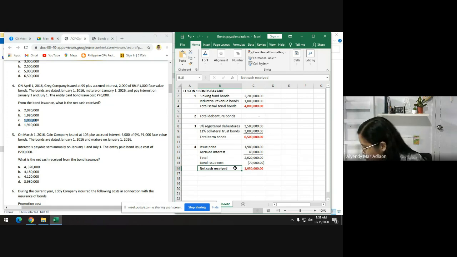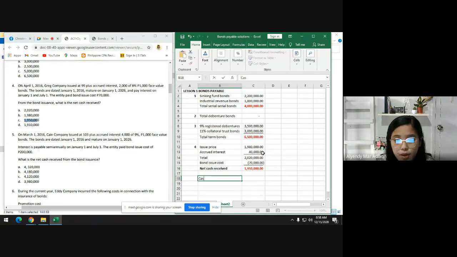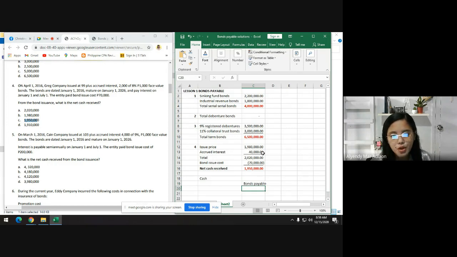So what would be the journal entry of this one? Okay, so what would be the journal entry of this? So upon issuance, of course, we received cash. So debit to cash, and then credit to bonds payable, credit to premium on bonds payable, or discount on bonds payable.